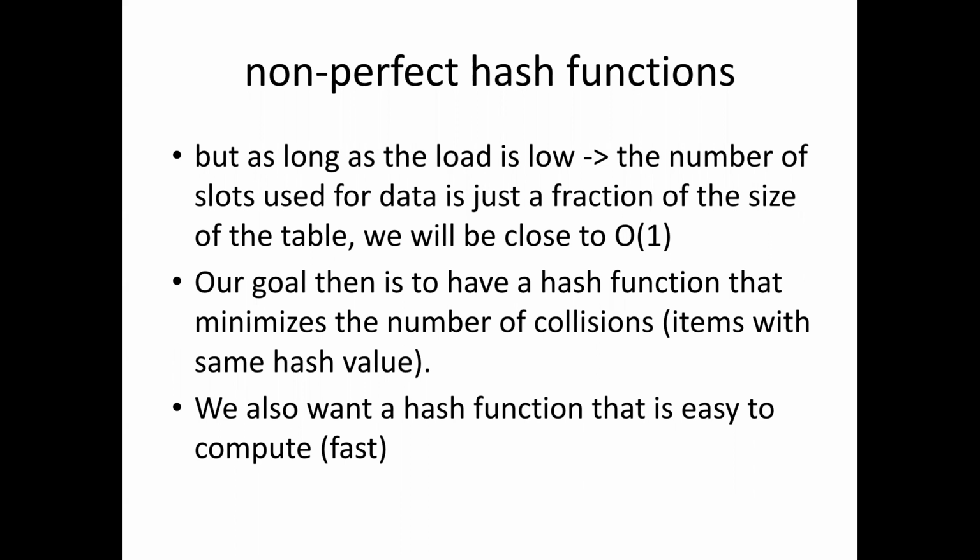So we want to minimize the number of collisions, obviously. Every time a collision happens, we will deal with it, but that will increase the total running time, right? It's not O(1) anymore if you have many collisions. So we also want the hash function to be easy to compute. If we have a very complex hash function, it also takes computation time. So it's not really O(1) anymore.